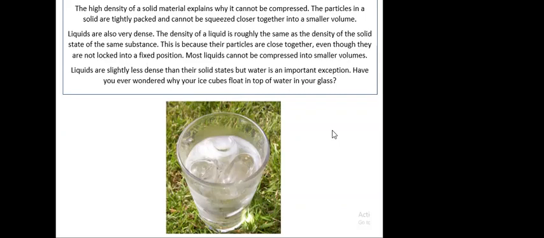So it says here, the high density of a solid material explains why it cannot be compressed. Okay, because if you remember from solids, liquids, and gases, we learned that solid particles are really, tell me two structural characteristics of a solid particle. When you look at a solid or have to draw the diagram, what are 2 characteristics of the solid particle? And I want answers from Muawiyah because I haven't heard much from you last week or this week.